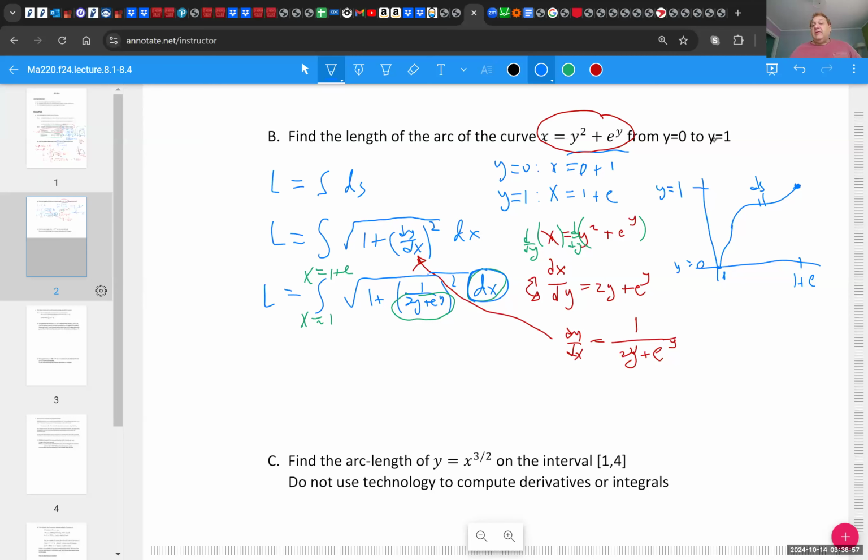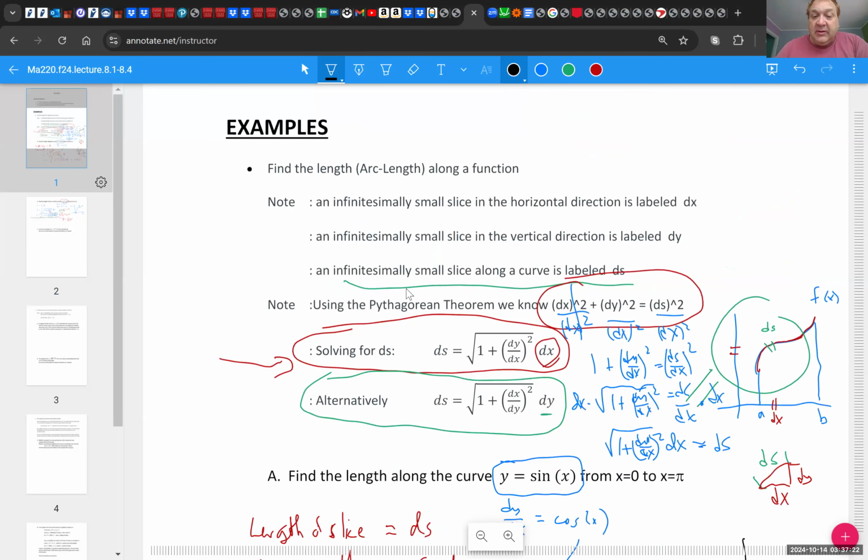The only reason I went down this rabbit hole is to show you that although you can do it in terms of x's, it may not be the easiest way. It may be much easier to do it in terms of y's. In fact, in this problem, it is much, much easier to do it in terms of y's. So let me flip back to the last page and remind you what the formula is for ds in terms of y's.